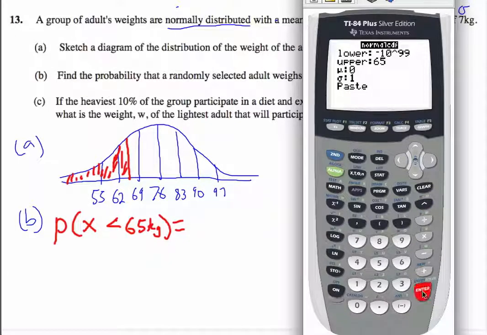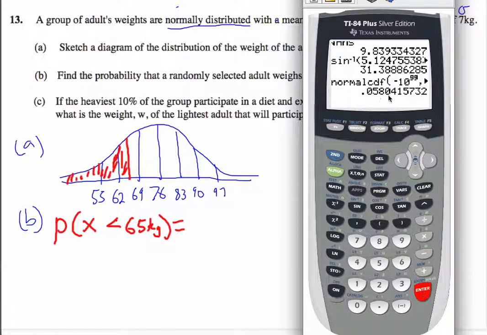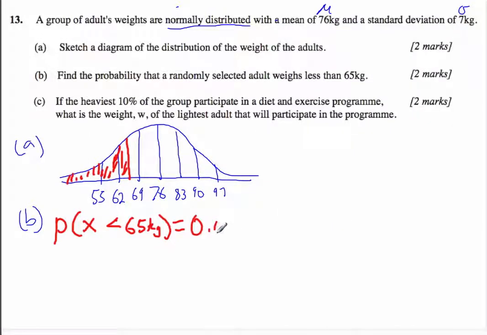Okay, and then I press enter, and we have the mean is 76, standard deviation is 7, and then press enter, and I'll give you your answer. Enter again. So 0.0580, you can leave your answer as a fraction, but you can also write it as 5.80%, three significant figures.